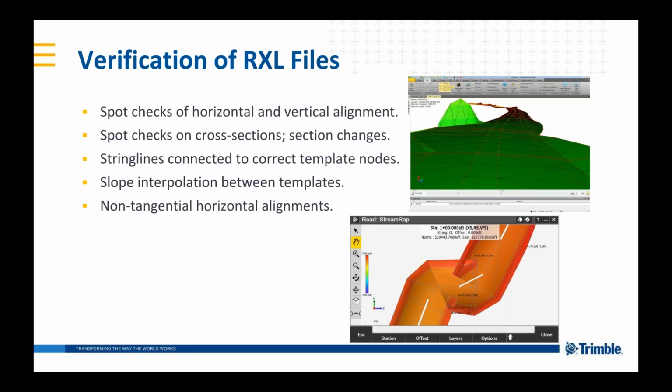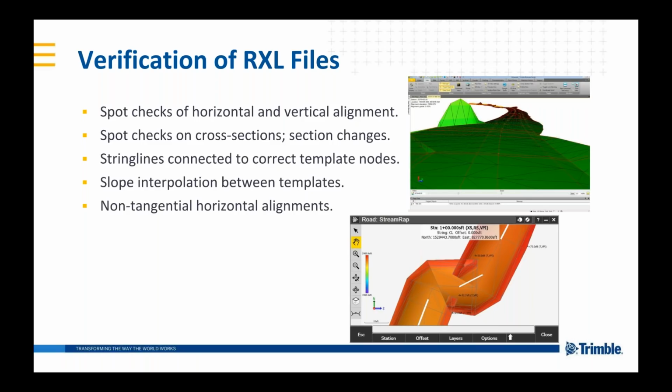We're going to make sure string lines on the road are connecting up correctly between the templates. We're also going to look to make sure we don't have any slope interpolation issues. That's a screenshot I've got in the upper right there. For example, we've got something going a little goofy in that particular scenario. And also, the other one we look for is non-tangential horizontal alignments showing up in that screen from Trimble Access down in the lower right.